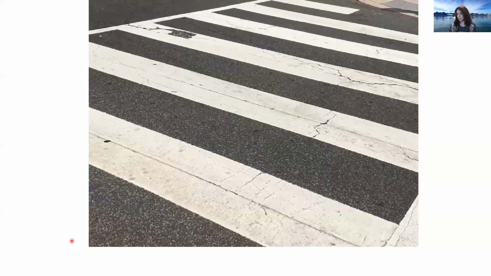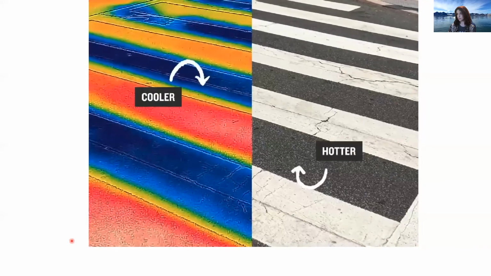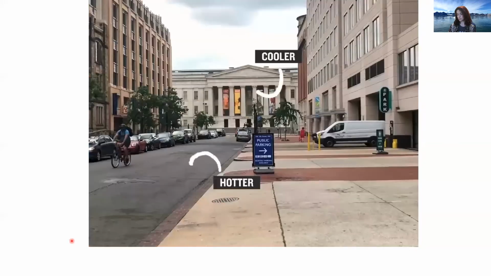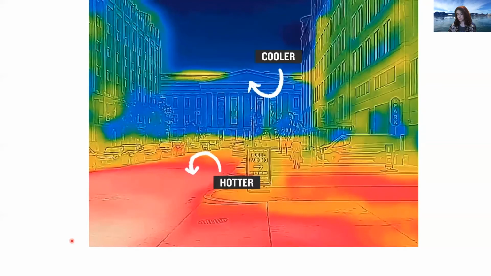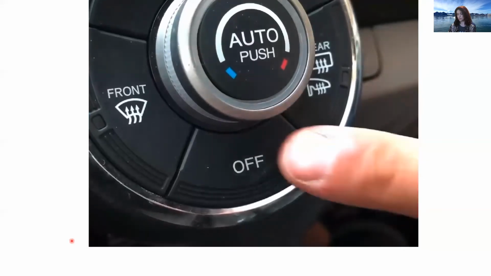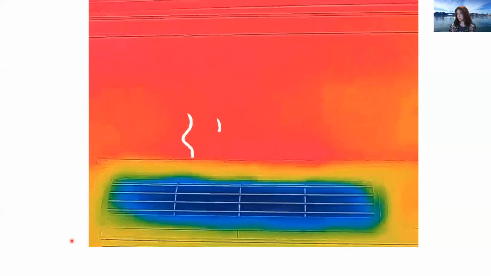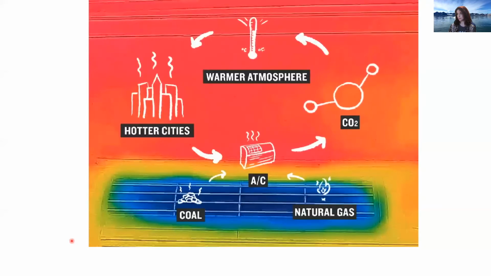Another solution is color. Light colors reflect sunlight back into the atmosphere instead of storing it as heat. It's easiest to see in crosswalks, and it's true for the color of buildings and other urban surfaces too. And one long game way to combat the heat island effect is to avoid using air conditioning when you don't need it. AC uses a ton of electricity and creates a feedback loop. When we get that electricity from coal or natural gas, that puts more carbon dioxide into the atmosphere, which warms the planet, making cities even hotter.